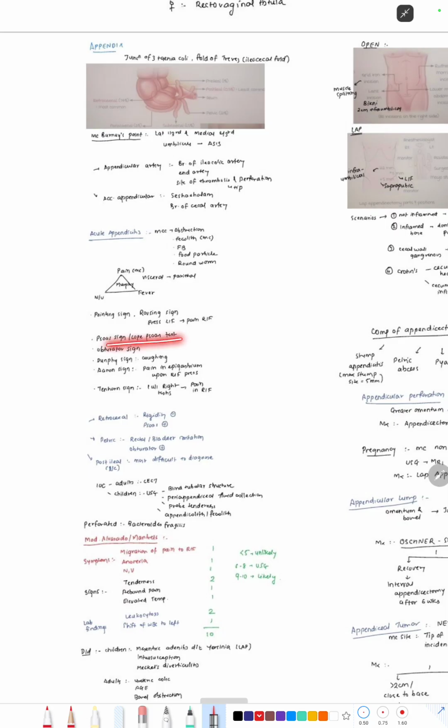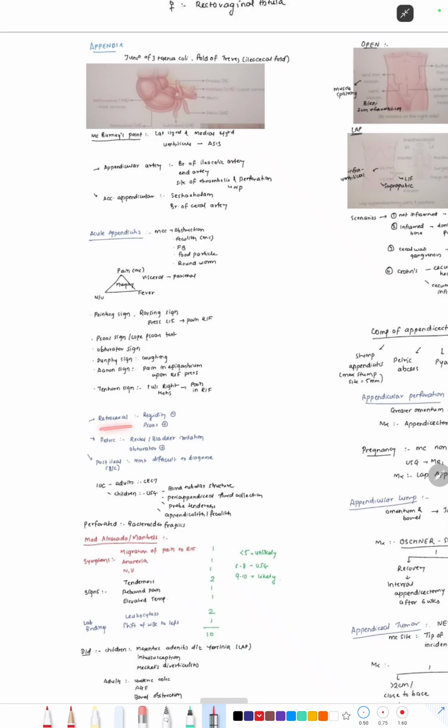The psoas sign or Cope psoas test is pain in the right iliac fossa on right-sided hip flexion against resistance or hyperextension of the right hip. Obturator sign is pain when we internally rotate the right hip. Then Dunphy sign, pain while coughing. Aaron sign is pain in the epigastrium upon right iliac fossa pressure. Tenhorn sign is pulling the right testis causes pain in the right iliac fossa.